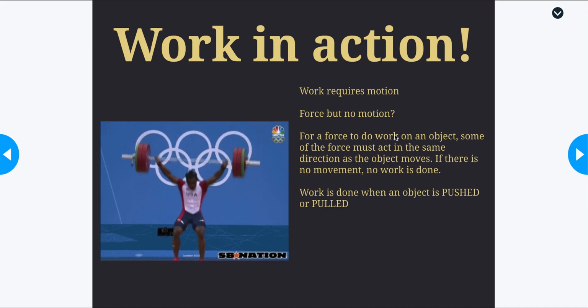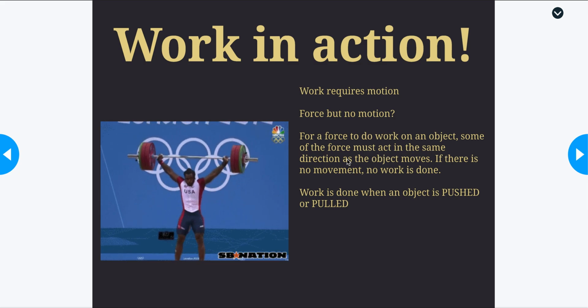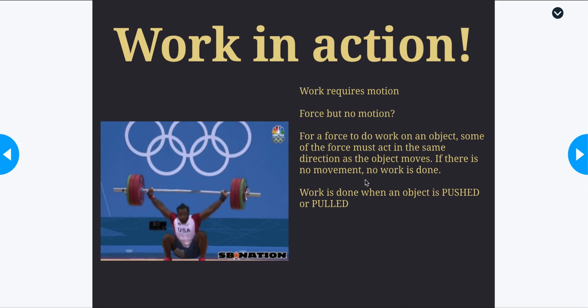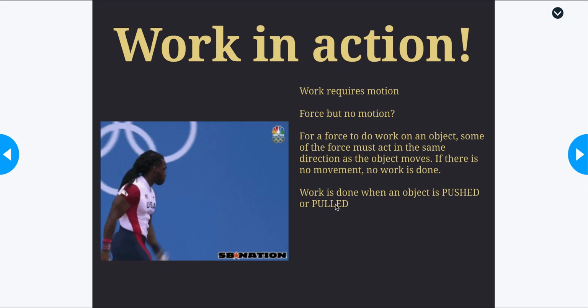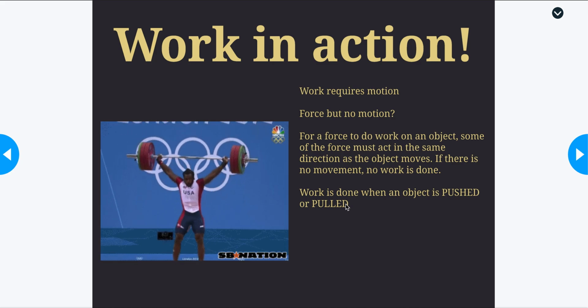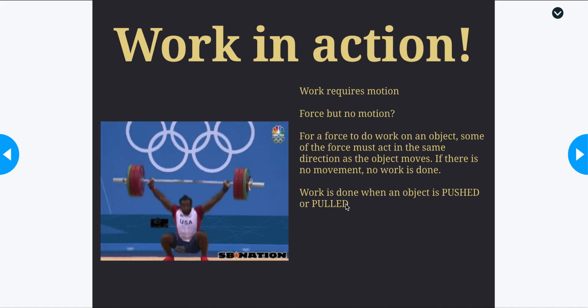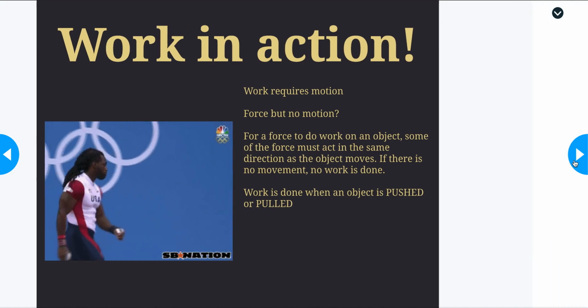So for a force to do work on an object, some of the force must act in the same direction as the object moves. If there is no movement, no work is done. So work is done when an object is pushed or pulled. That is the actual application of the force and causing the movement. So we're combining force and movement that we learned about from last unit.